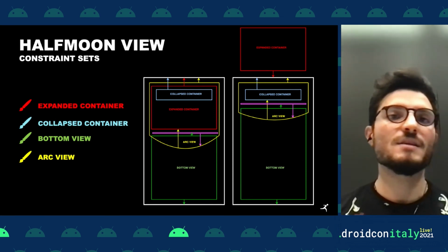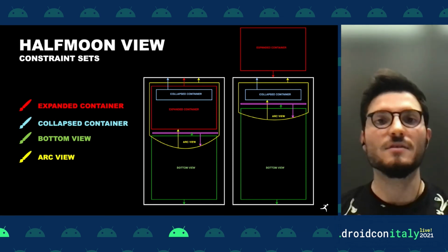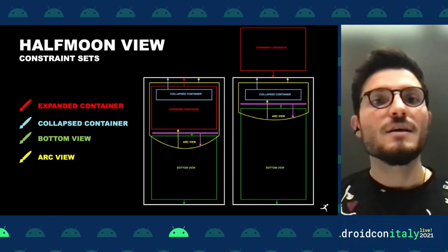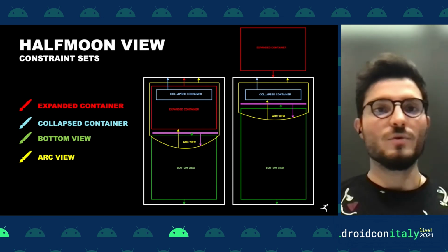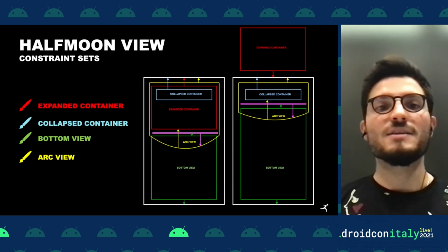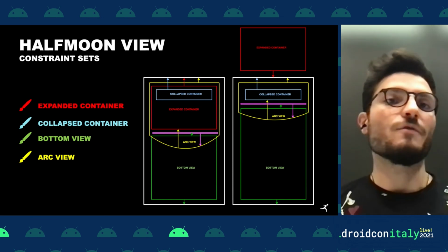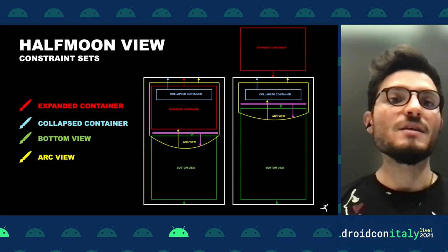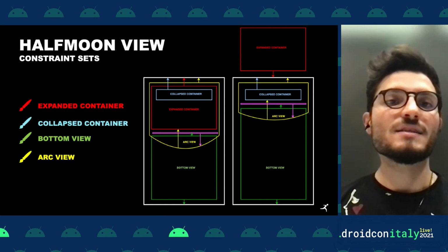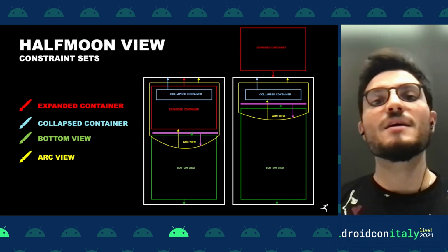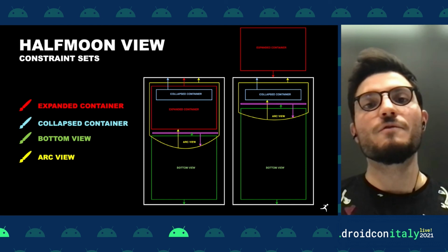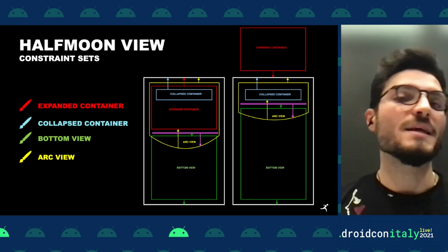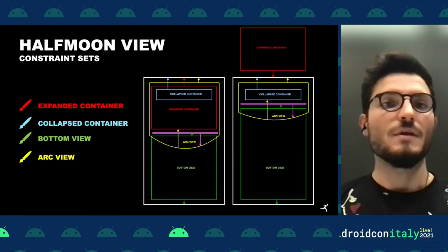On the left, you can see the initial state. On the right, the final state. But if you look carefully, there are actually just 2 constraints that change from the initial to the final state. There is the constraint from the arc view to the expanded container, that in the initial state goes from the arc view to the expanded container, and in the final state goes from the arc view to the collapsed container, and that's what makes the arc view collapse.